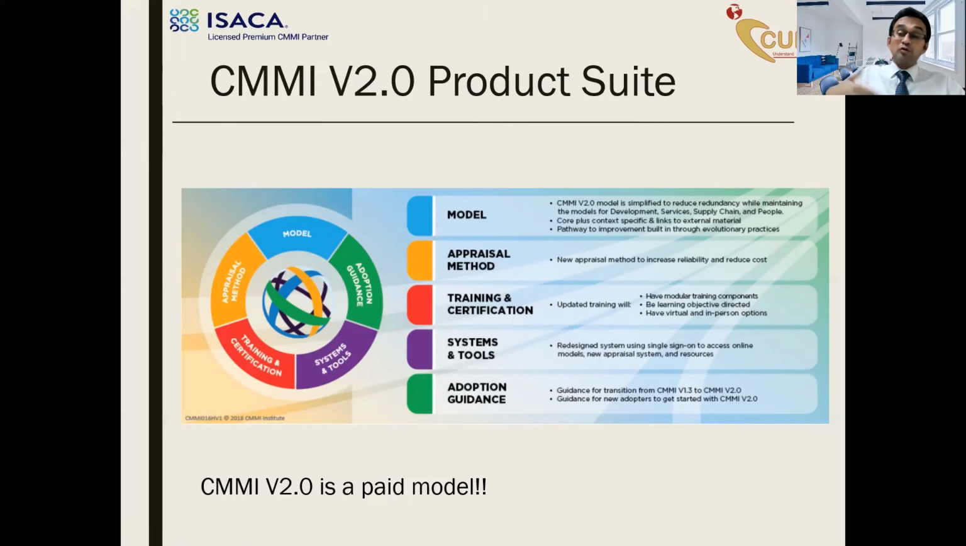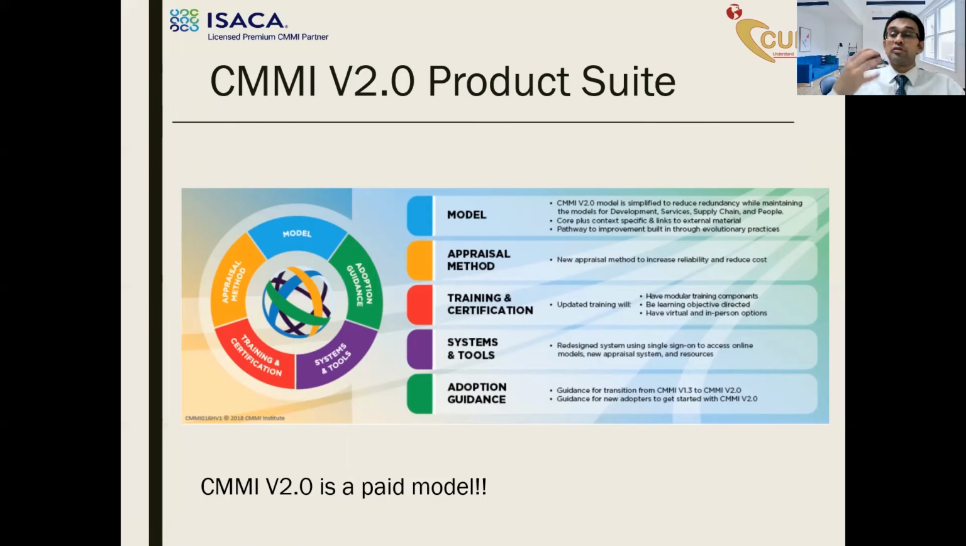And then there are some new tools and systems that are being introduced. In fact, the model is now also available as an online viewer. It's called the Model Viewer. It's like an online application where you get the flexibility of looking at the model, because when it's a PDF, you have to use Control F. You want to go to a particular section, but the model gives you a lot of flexibility. So you can also check it out.